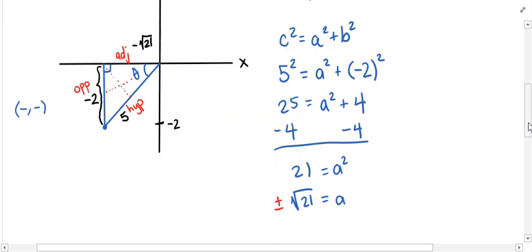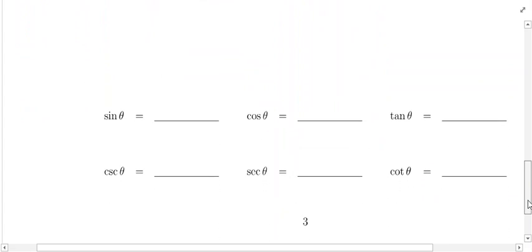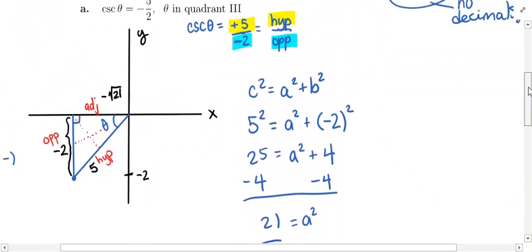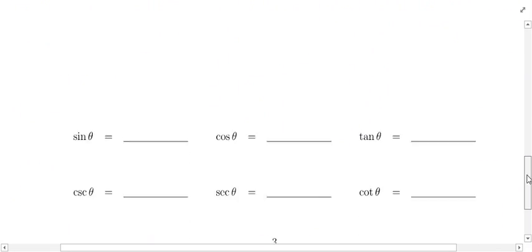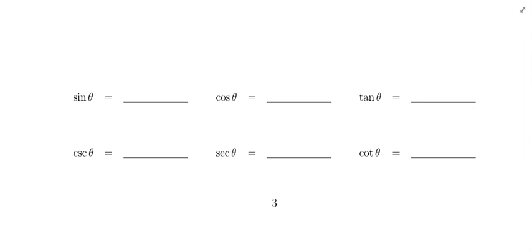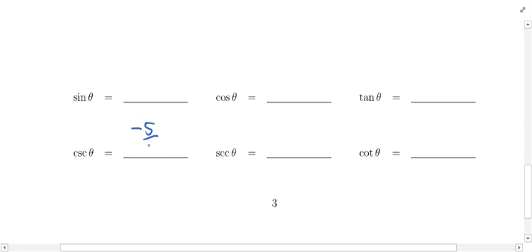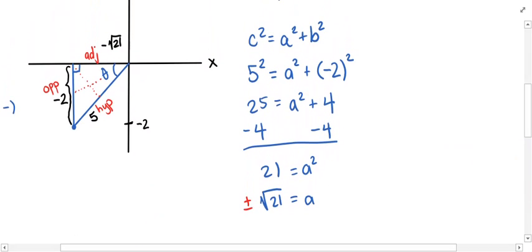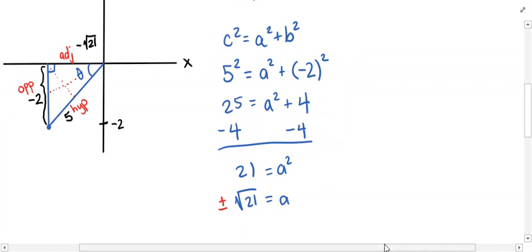So I'm going to come down here. I have some blanks labeled. We can go ahead and fill in the cosecant. We know the cosecant is negative 5/2. That was given to us. So now we need to figure out everything else. I'm going to come back up here and use my triangle. I will start with the sine value. I'll come over here and put it in green.